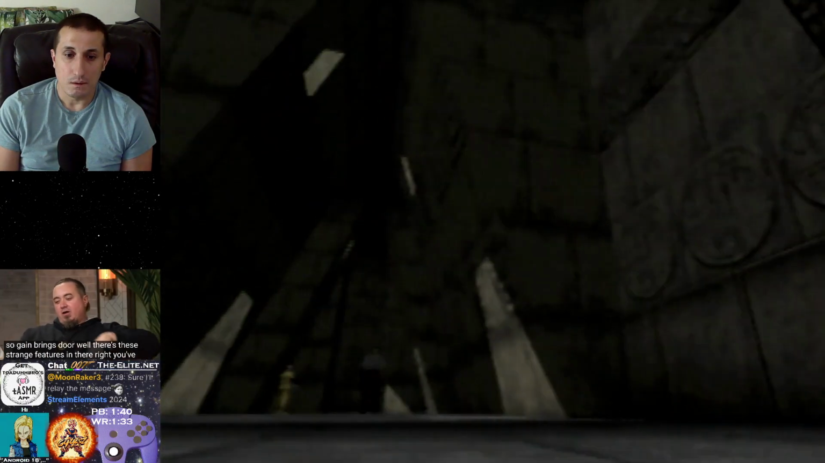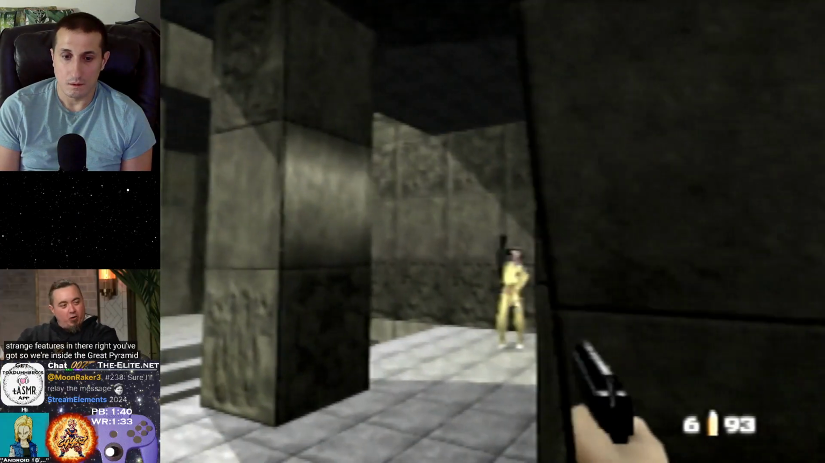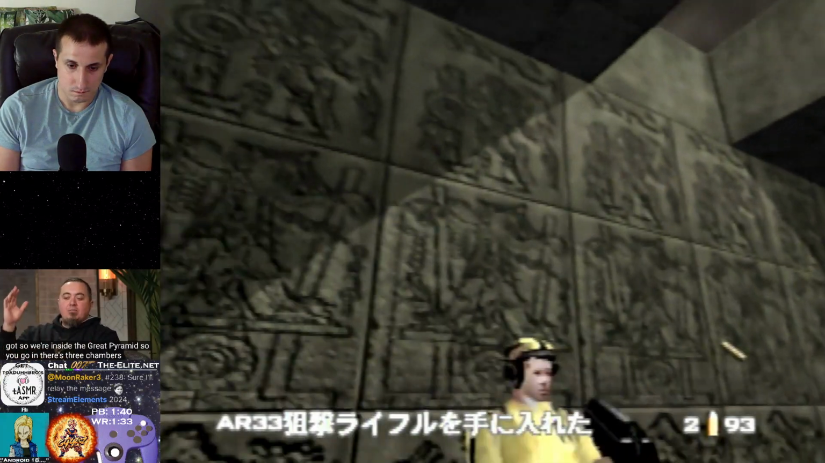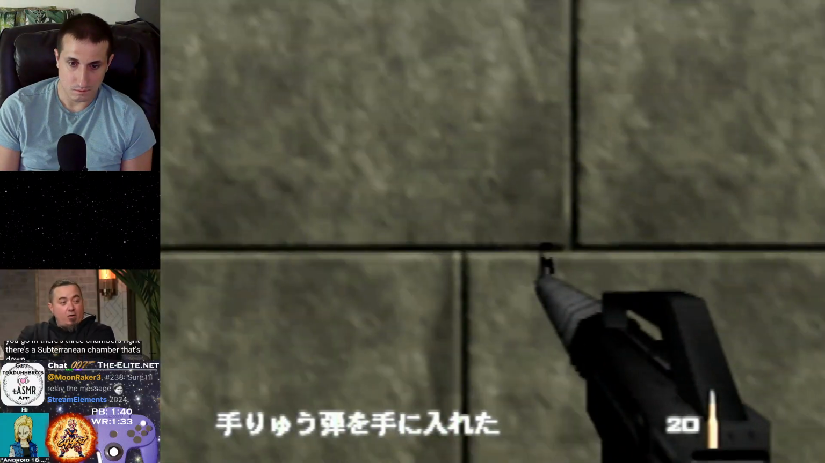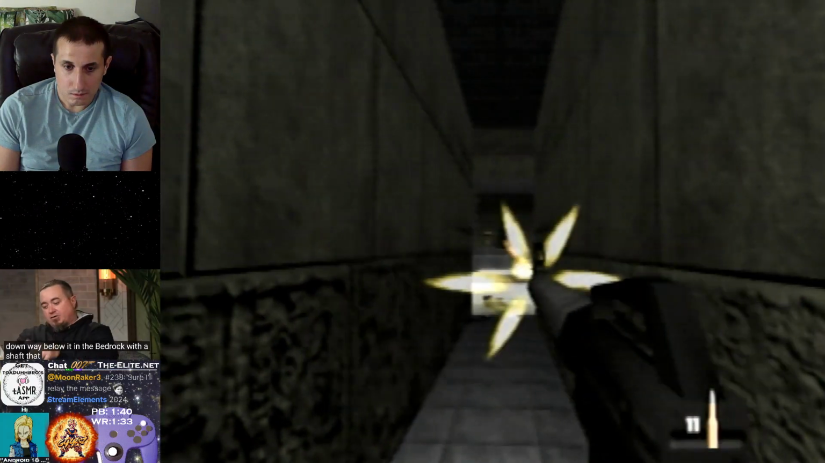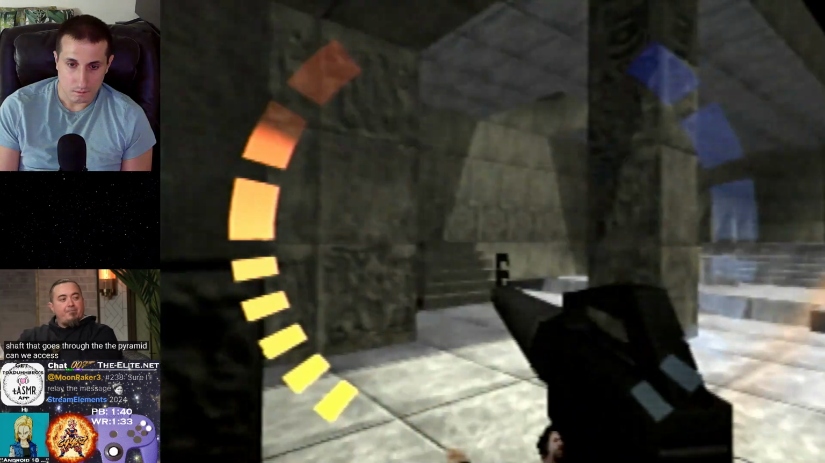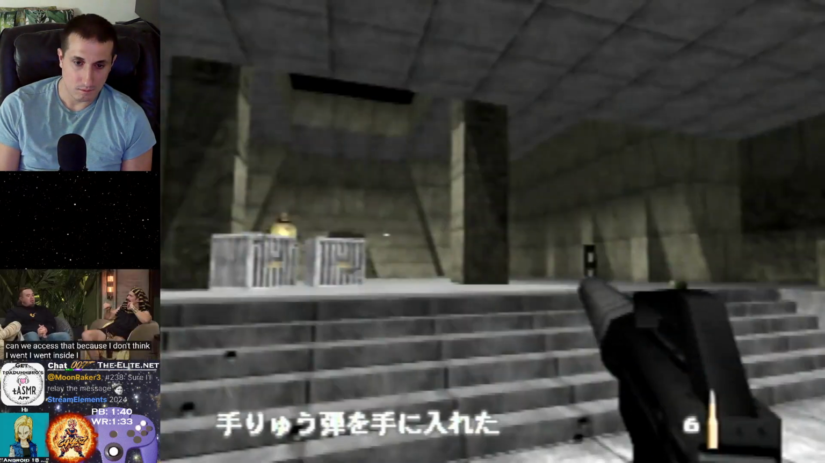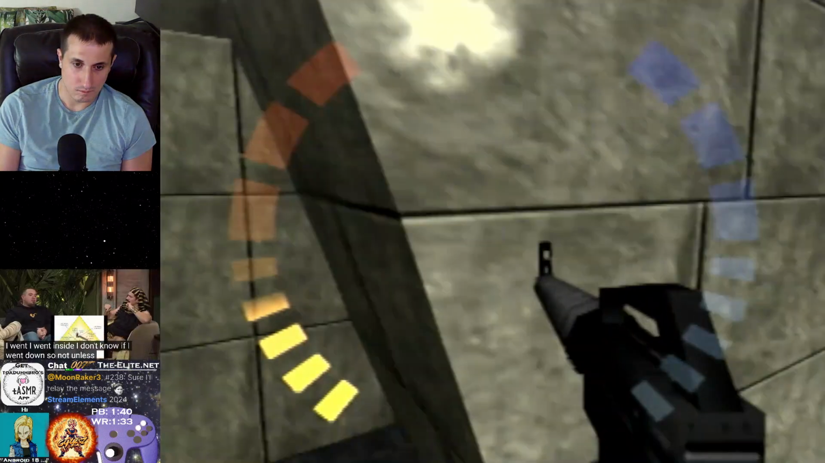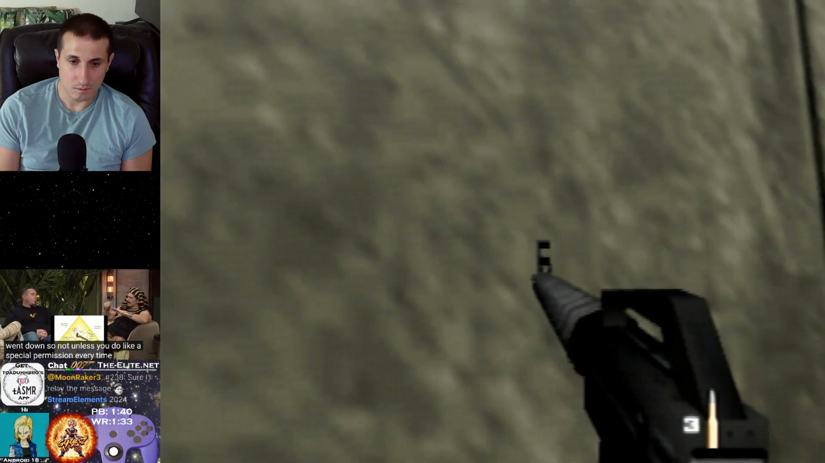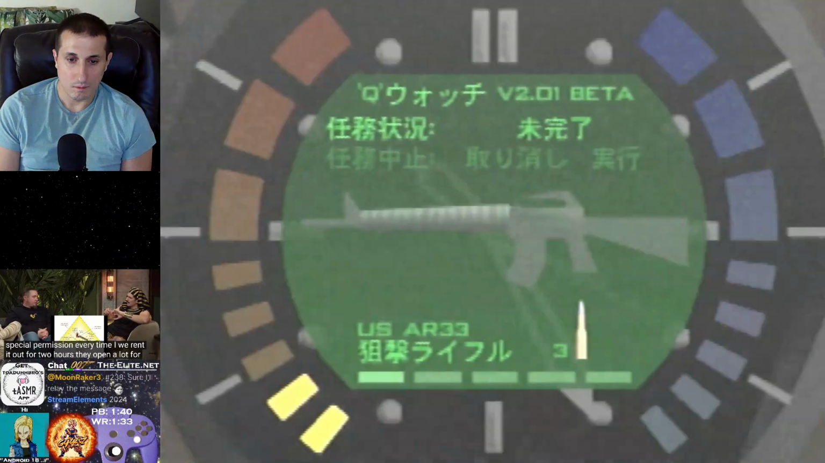Yeah. They did. Okay. So Gantenbrink's door, well, there's these strange features in there, right? So we're inside the Great Pyramid. You go in, there's three chambers, right? There's a subterranean chamber that's way down below in the bedrock, with a shaft that goes through the pyramid. Can we access that? Because I don't think I went down. Not unless you get special permission. Every time we rent it out for two hours, they open it up for us.